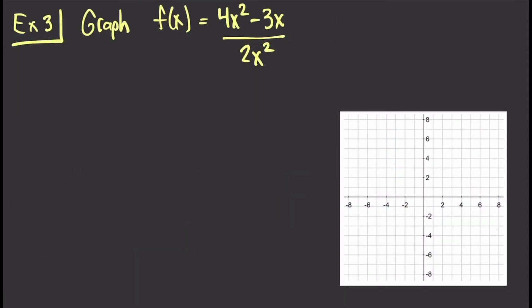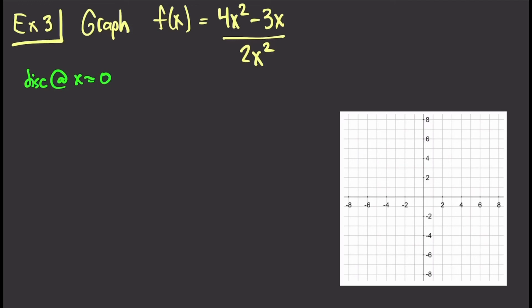Our final example we'll talk about in this video lesson, f of x equals 4x squared minus 3x over 2x squared. Okay, so I want to graph this rational expression. Set the denominator equal to 0 to find where it has discontinuity. So 2x squared equals 0. I know I'm going to have discontinuity when x is equal to 0.